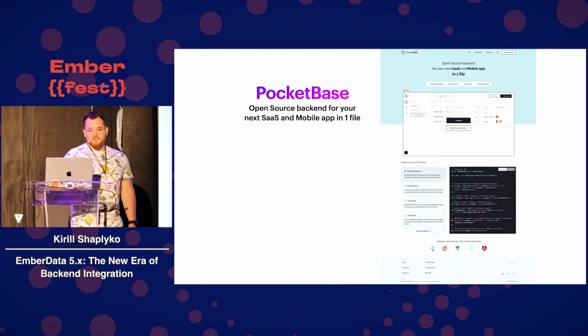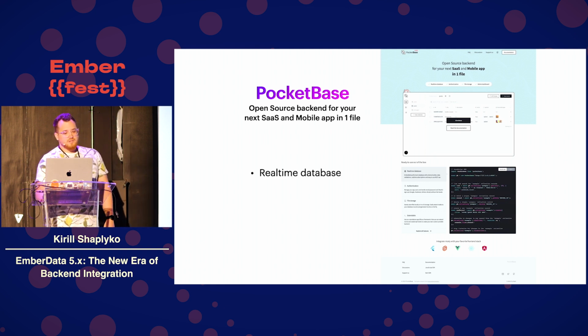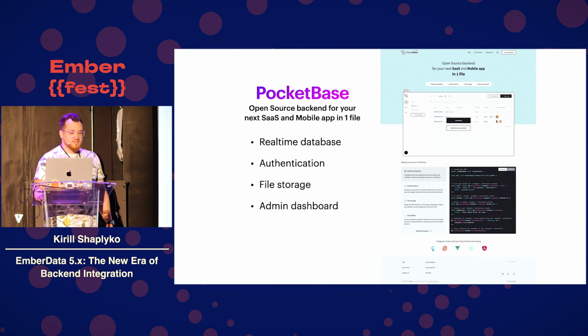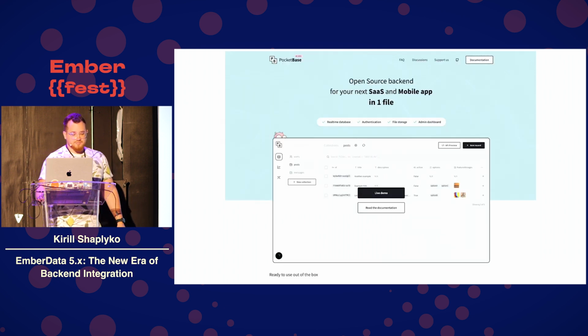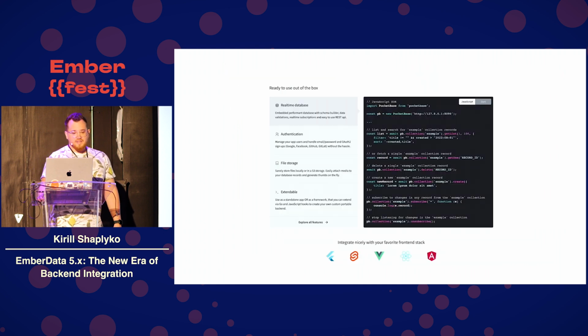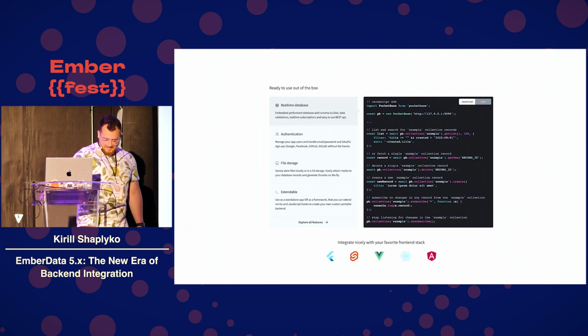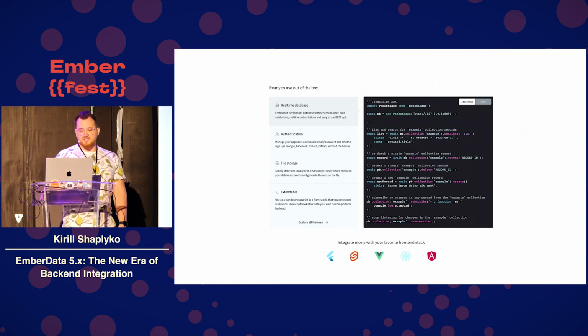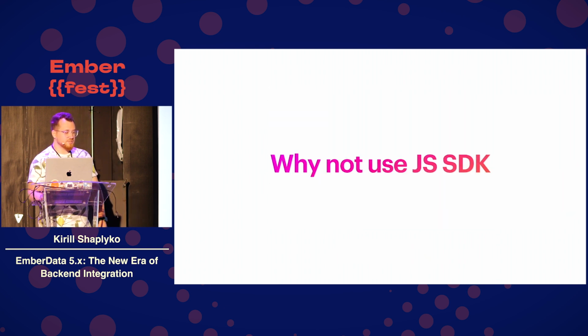It's a Go server. It comes with a real-time database, with authentication, with file storage, with an admin dashboard. It's extendable. It has a nice marketing website and a good minimalistic admin dashboard. And it says that it integrates nicely with your favorite front-end framework, but I don't see Ember here. It's cheating a little bit, because what they provide is just a JavaScript SDK, so why not just use it?